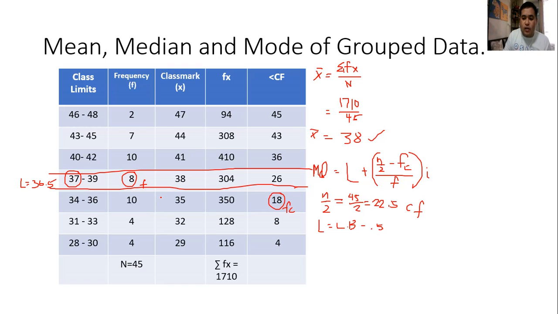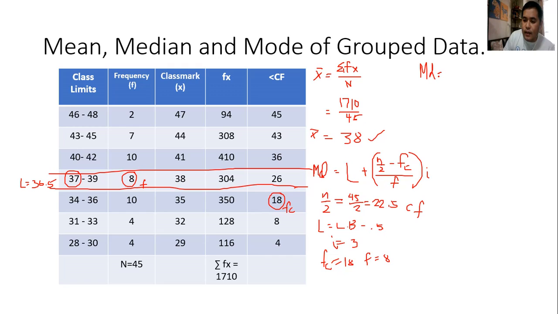Okay, so now what about I? I is the interval. So we know that the interval of each class limit is 3. So therefore, your I is equal to 3. Okay? Your FC is 18. Your F is 8. Okay? So with this given, you are now ready to substitute for the median.